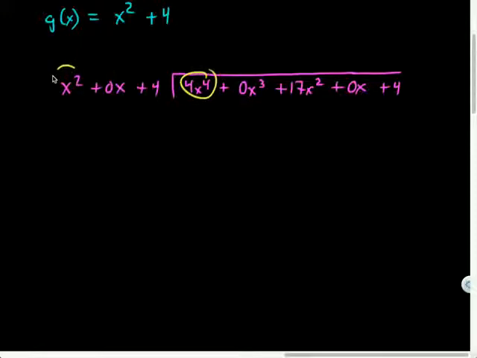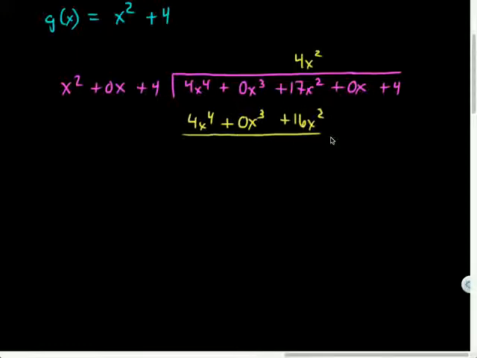Divide the leading term by the leading term. 4x to the 4th divided by x squared is going to be 4x squared. So once again, I'm expecting this might have 2 other terms here. Notice it already is indicating that it's going to be having 2 roots. The 2 roots I'm looking for. 4x squared times x squared is 4x to the 4th. 4x squared times 0x is 0x cubed. 4x squared times 4 is going to be plus 16x squared.